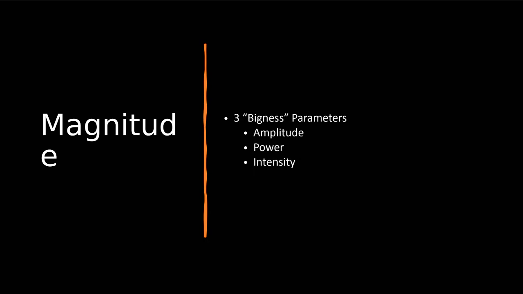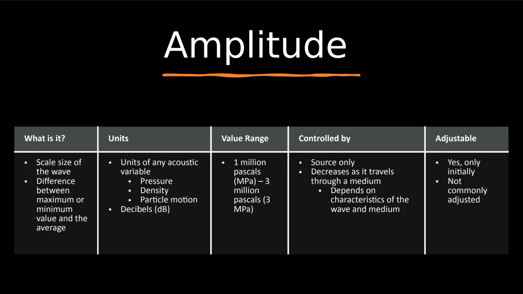How much of an impact is that sound wave having on the particles as it's traveling through, right? Where are we graphing those compressions and those rarefactions? So we'll talk about each one individually, but they are so closely related. Our first one, amplitude. We use amplitude a little bit more than we do power and intensity. And what actually is it?